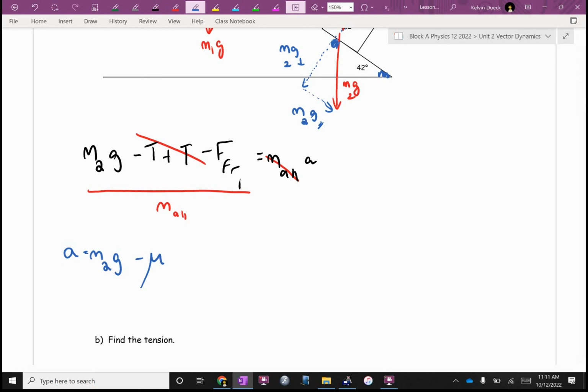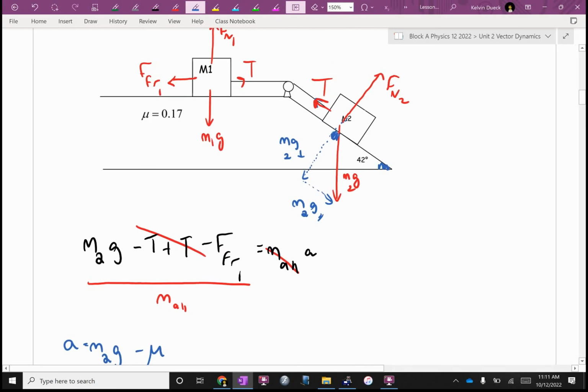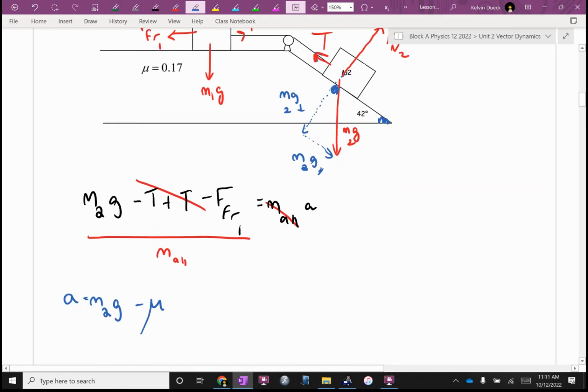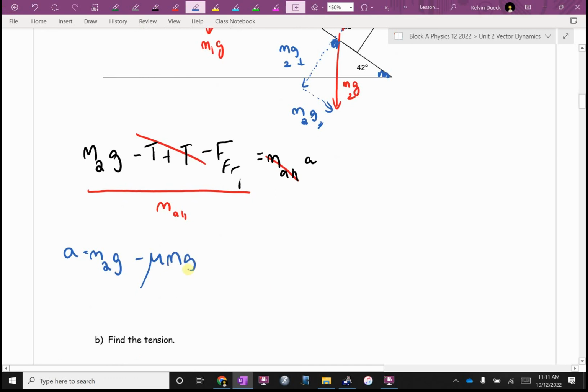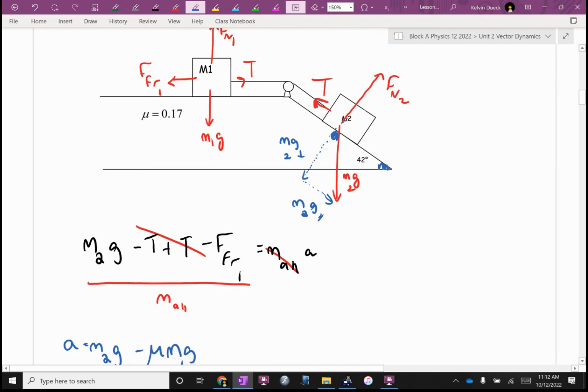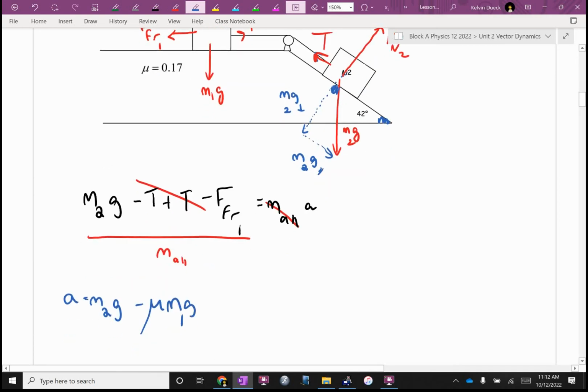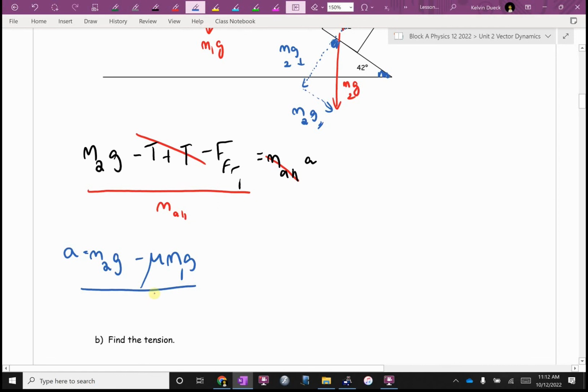Which one? I don't think, oh, yes, m1g, not m2g. Good. Anything else? Divided by m1 plus m2. I was going to stick the component in there. No, there's no friction on that one. So nice and easy. Did I make a dumb mistake?